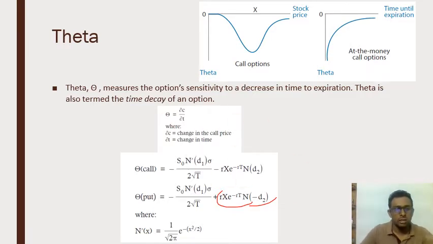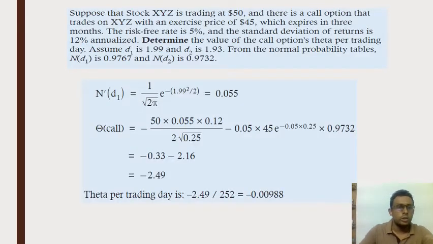So let us take an example and explain how it works in actual sense. Suppose the stock price of XYZ is trading at 50, the call option exercise price is 45, expiration is 3 months, risk-free rate is 5%, standard deviation is 12%, that is, volatility. Determine the value of call option theta per trading day. Assume d1 is equal to 1.99 and d2 is equal to 1.93. From the normal probability tables, N(d1) is 0.9767 and N(d2) is 0.9732.